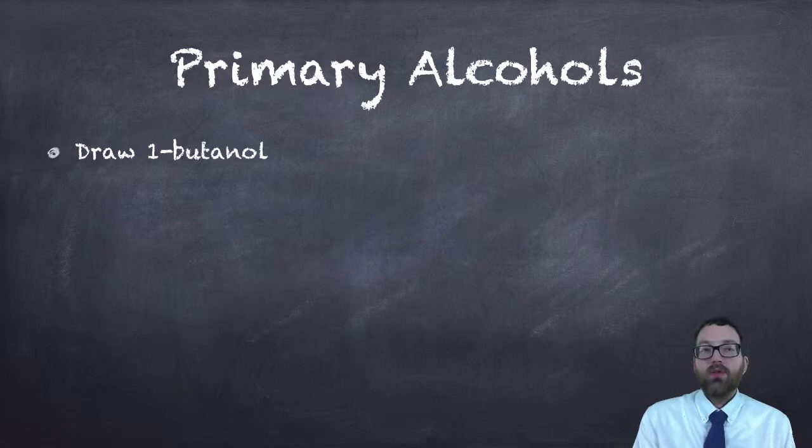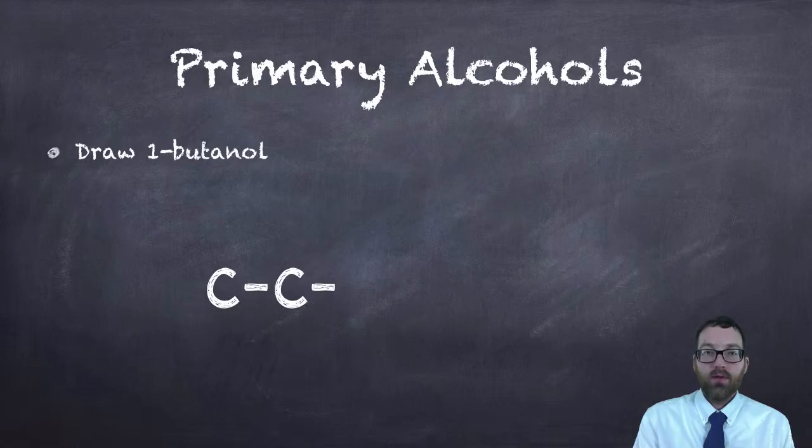Okay, you also need to be able to draw alcohols from the name. So I have the alcohol here, 1-butanol. The but tells me there are 4 carbons in a row. So I'll first start with my carbons. The -ol tells me this is an alcohol, so it has the functional group OH. And the 1 tells me it's on the first carbon.